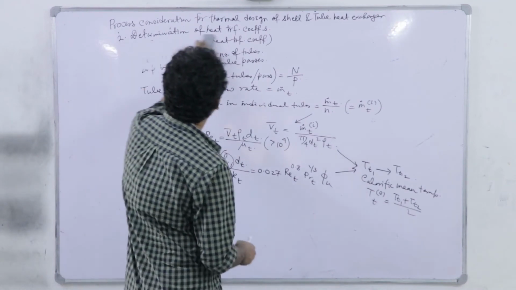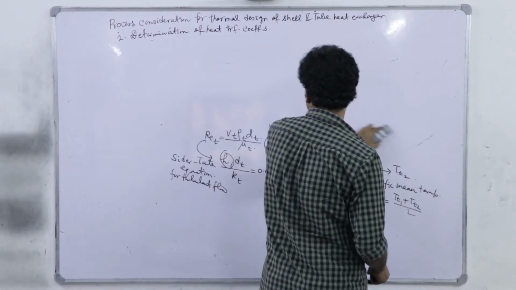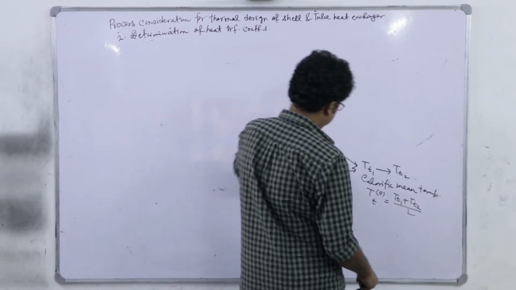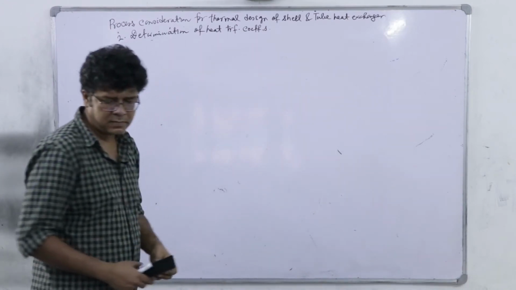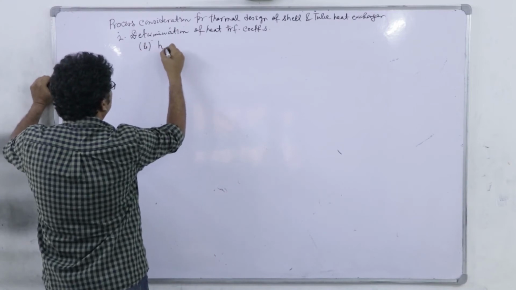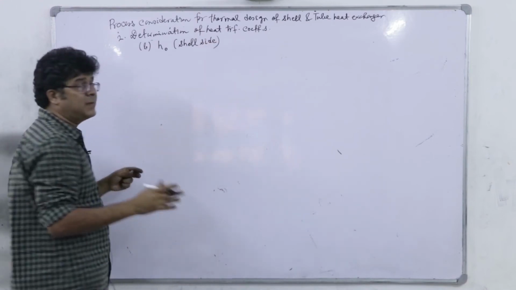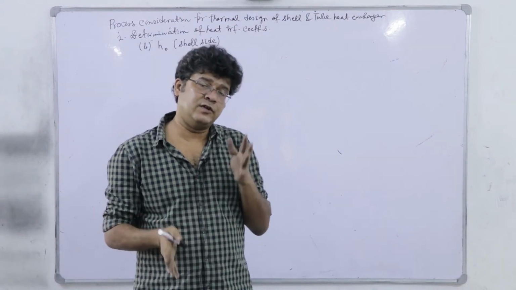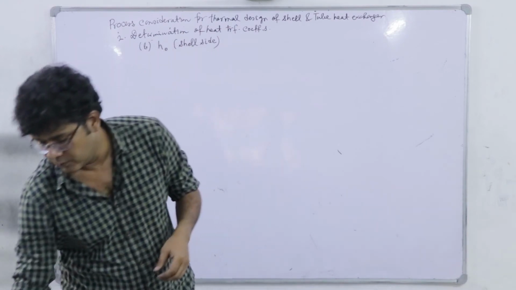Okay. Next, we have to go for the shell side fluid heat transfer coefficient calculation. So, HO, shell side. Now, you see in the shell we have the baffles, and it is a non-circular geometry of the shell side passage through which the shell side fluids are moving, right.